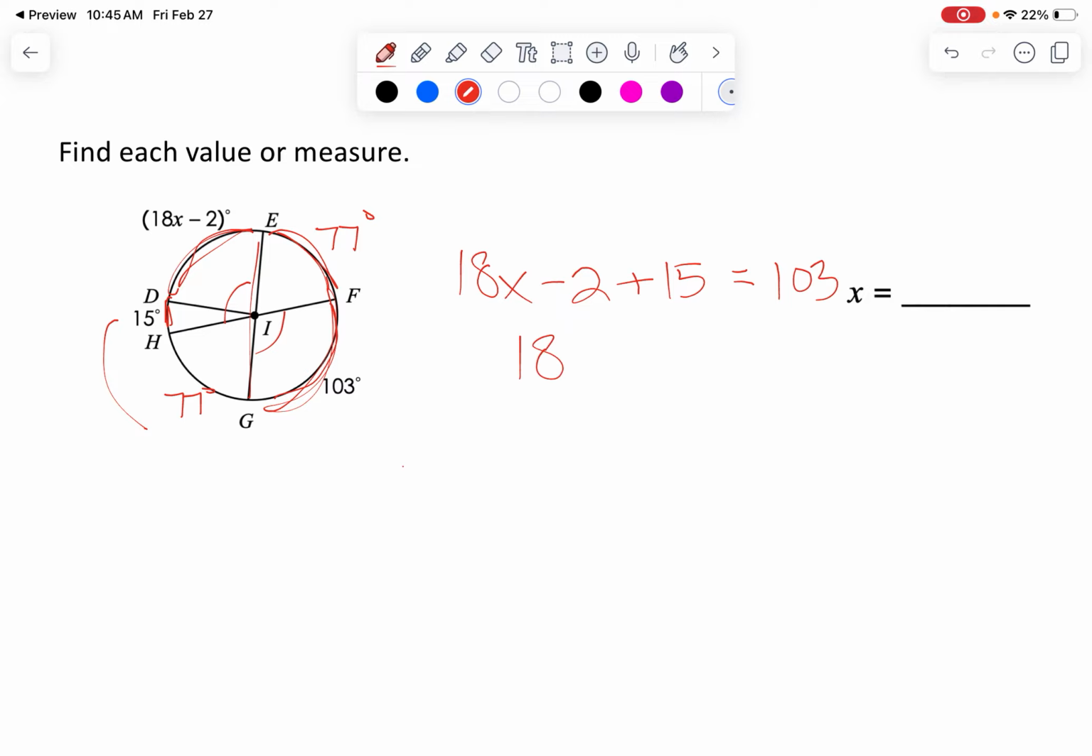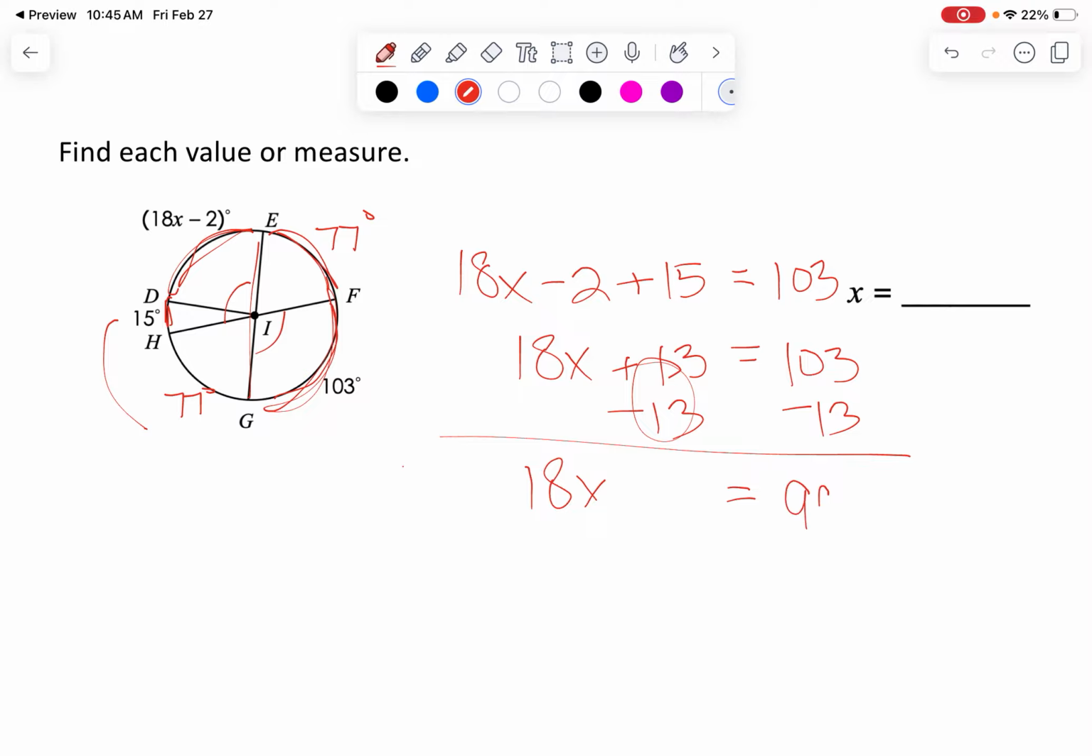Okay, so I have 18x plus 13. Then if I subtract 13 from both sides, 18x equals 90, divide by 18, and we get 5. Okay, so that's 5. Well, that wasn't too bad.